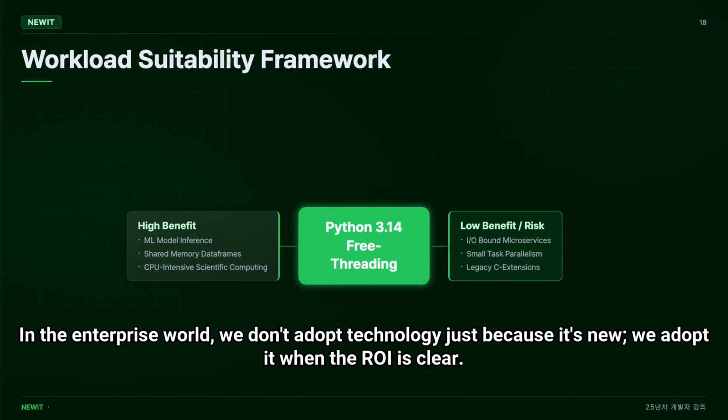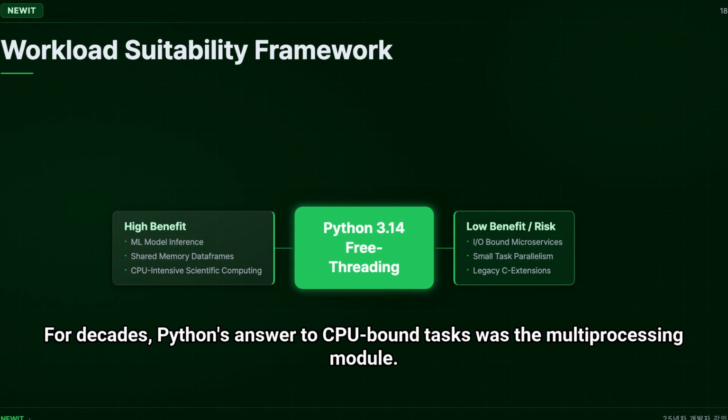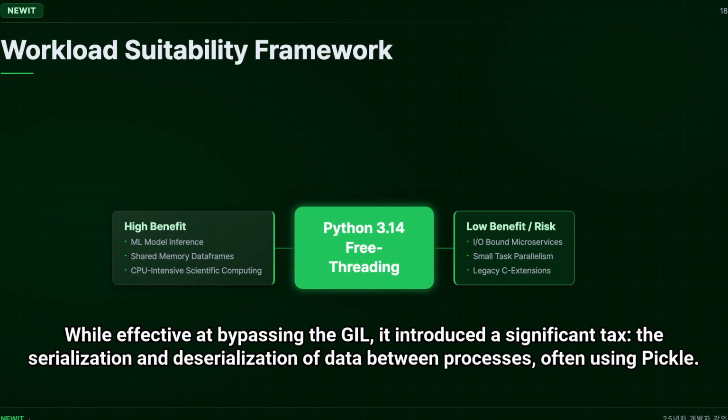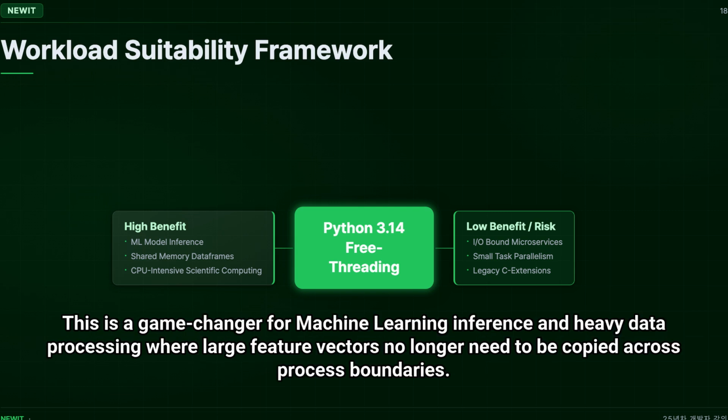In the enterprise world, we don't adopt technology just because it's new. We adopt it when the ROI is clear. For decades, Python's answer to CPU-bound tasks was the multiprocessing module. While effective at bypassing the GIL, it introduced a significant tax, the serialization and deserialization of data between processes, often using pickle. With the arrival of free threading in Python 3.14, we transition from process-level isolation to true shared memory parallelism. This is a game changer for machine learning inference and heavy data processing where large feature vectors no longer need to be copied across process boundaries.